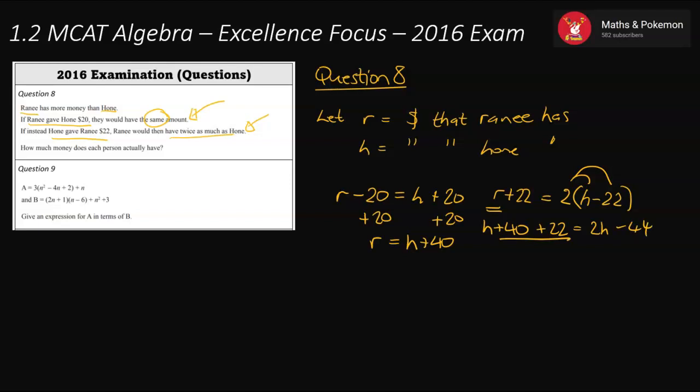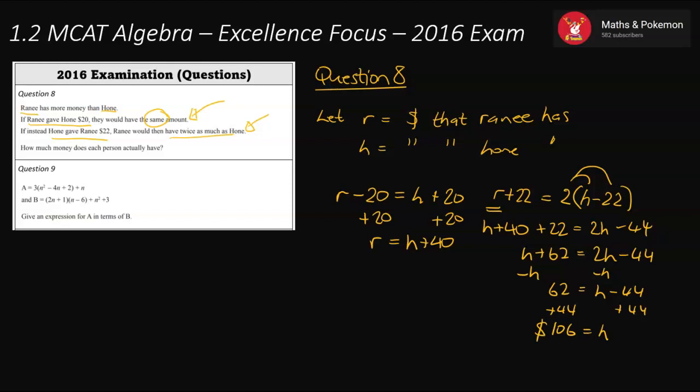I'm going to simplify this, that there's 62. So we're going to have H plus 62 is equal to 2H minus 44. I'm going to go minus H, get those letters together. 62 equals H minus 44. I'm now going to go plus 44 plus 44. Hopefully I'm getting my maths right, but that there is 106 equals H. So that tells us that Hone has $106. I'm going to put my unit sign there just to be sure.